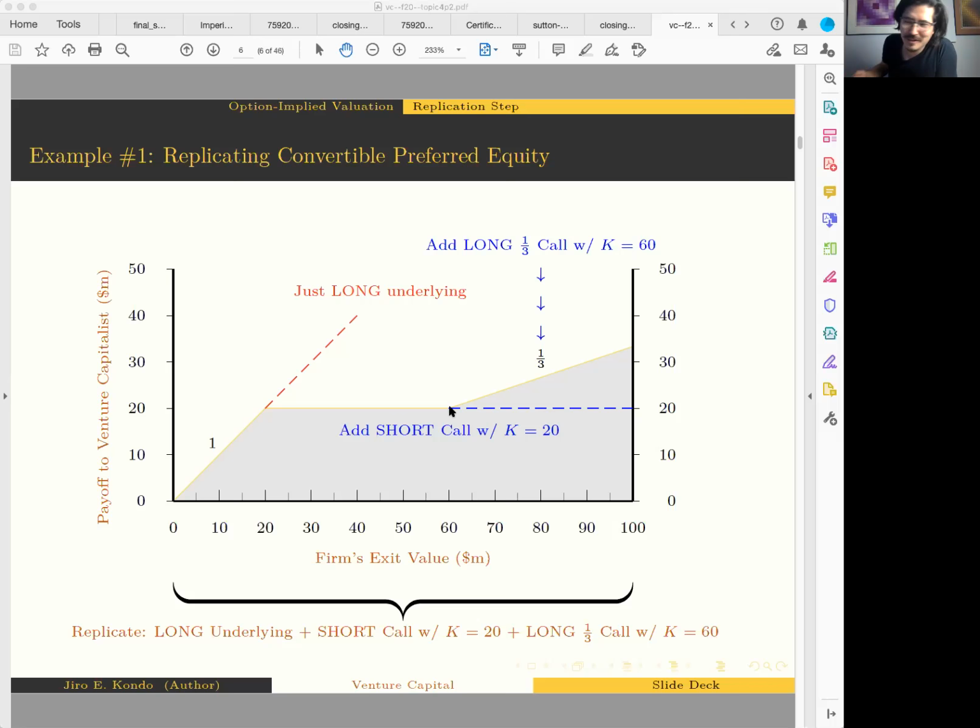Someone can volunteer an answer. Go long on a call. Long a call. Which call? What's the strike price of the call? Strike price would be 60 and you'd long 1/3 of the unit of the call.